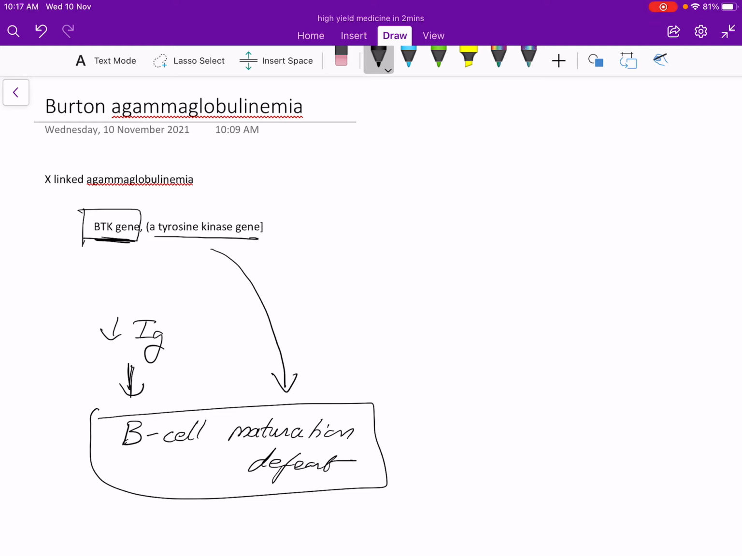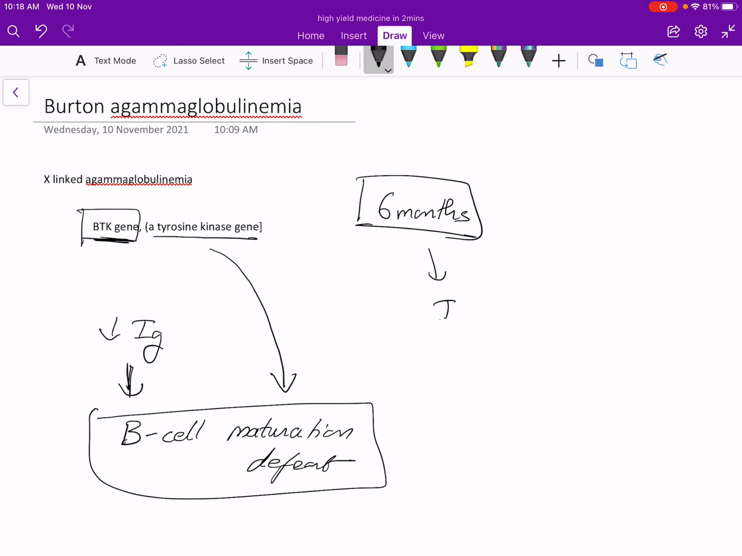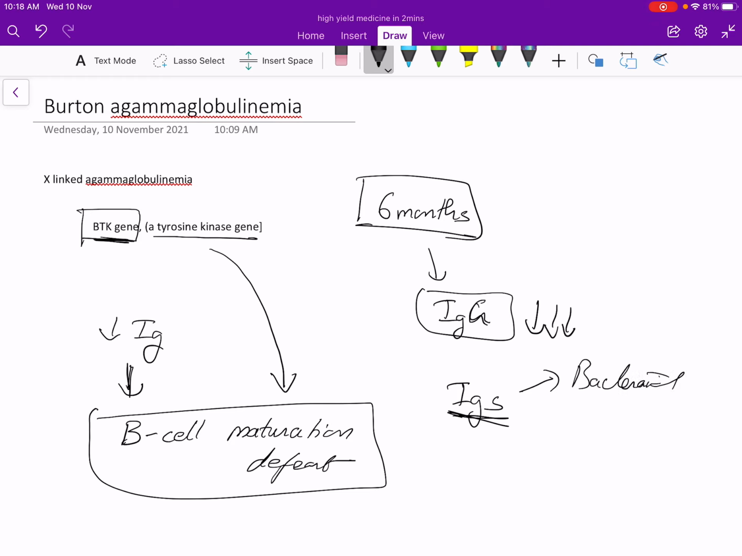So how does this disease present? This disease generally presents 6 months after birth. Why does it present 6 months after birth? Why not before that? Because before 6 months you have IgG from the mother. After 6 months, IgG from the mother starts decreasing, and then the body cannot produce its own Igs. So then you get repeated bacterial and enteroviral infections, and that basically happens the whole life.